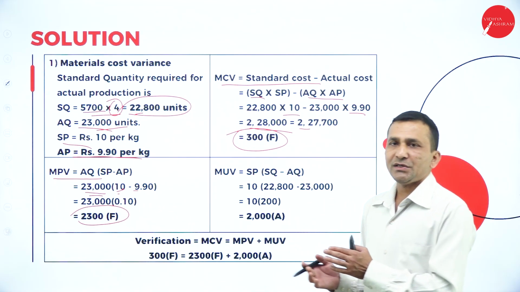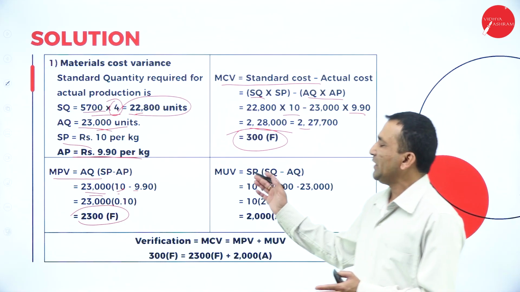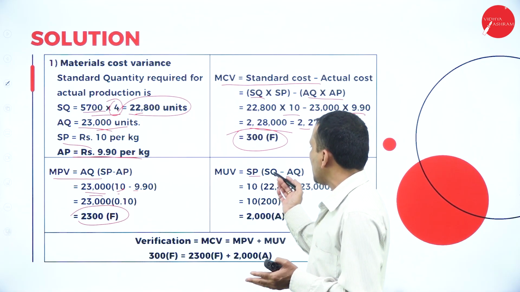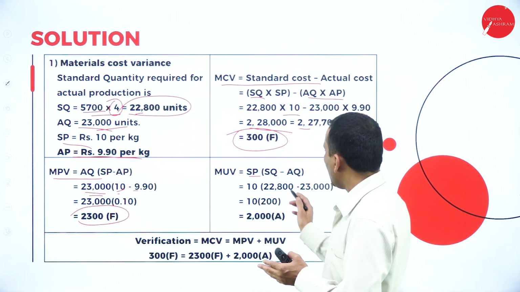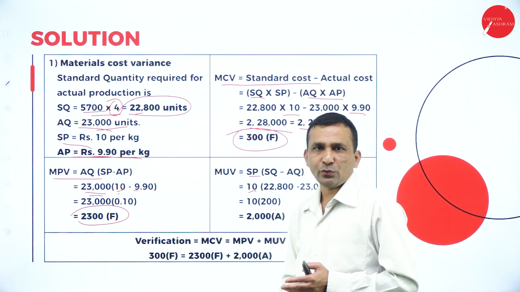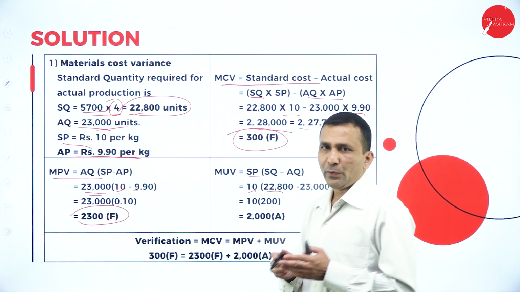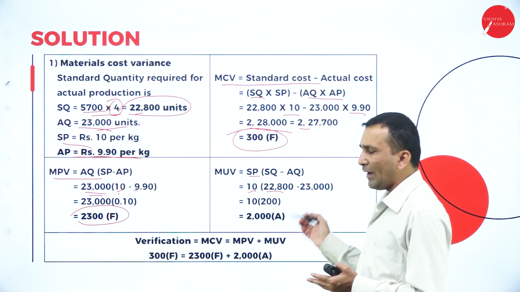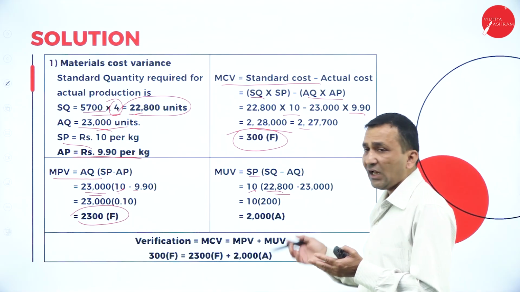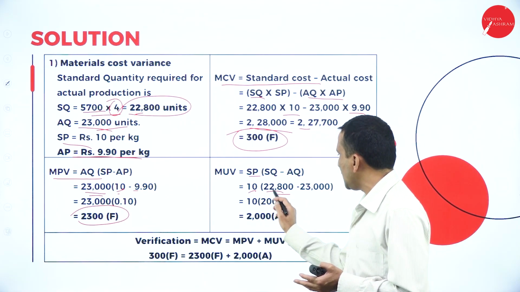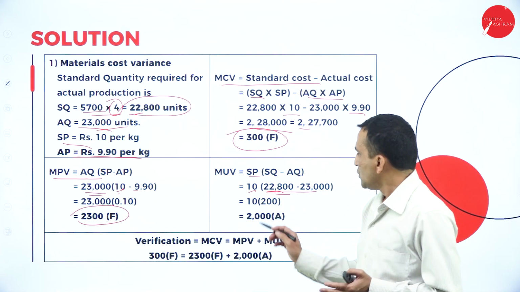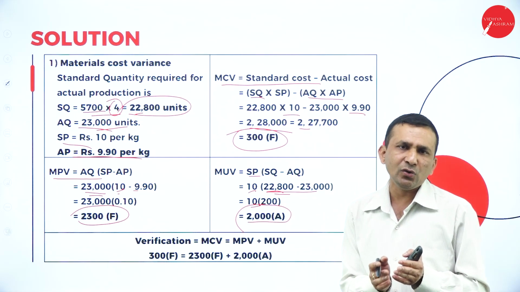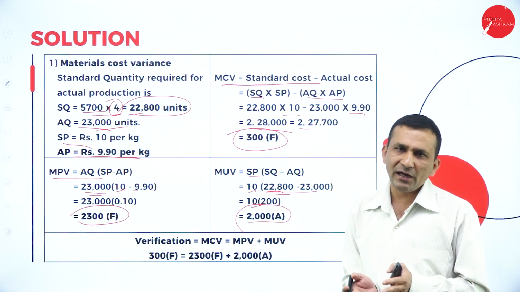Once you have calculated the material price variance, moving to the material usage variance, the formula is standard price into standard quantity minus actual quantity. The standard price given in the question is 10. Standard quantity 22,800 we calculated, minus actual quantity 23,000, which obviously gives a negative value of 200. So 10 into 200 is 2,000, which is negative, no doubt, an unfavorable result, so you have to write it as adverse.